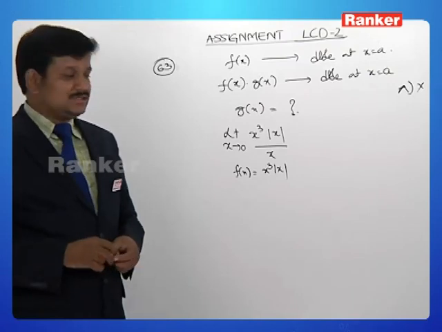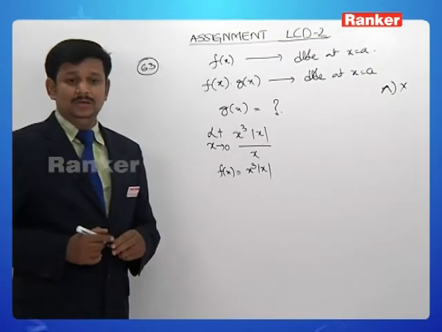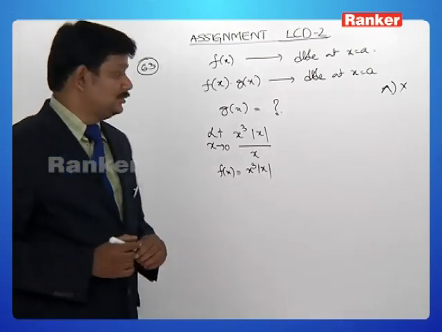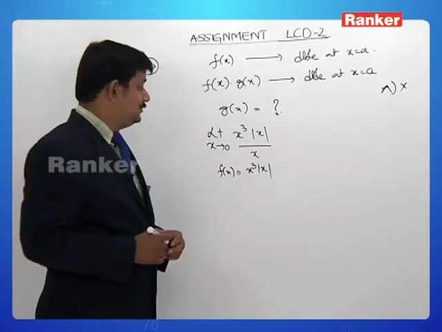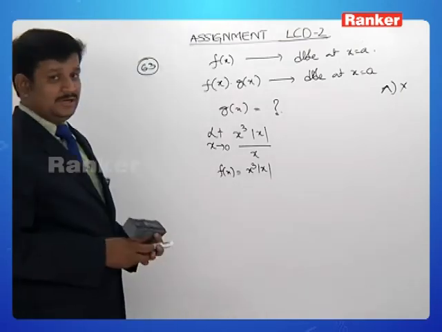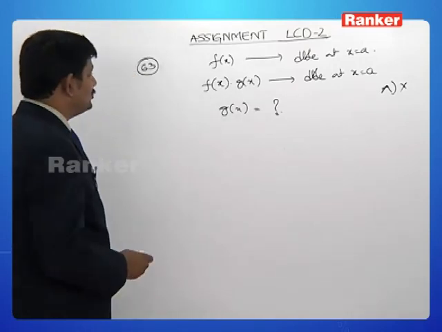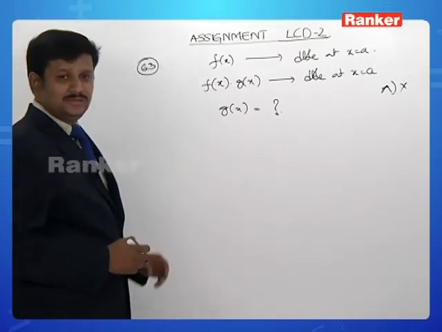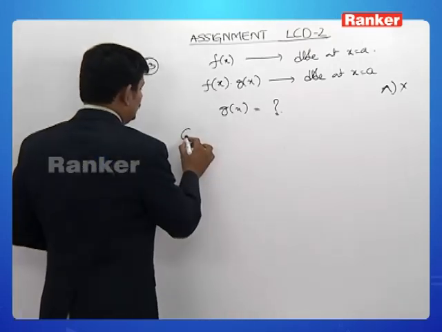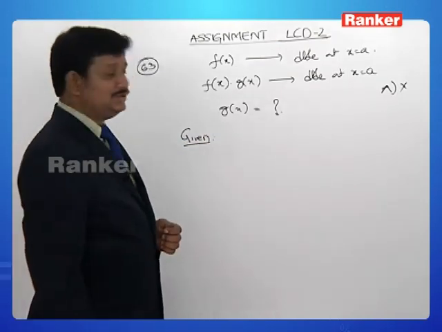If g of x is discontinuous, then f of a has to be 0. That is what option B says. If g of x is discontinuous, then f of a has to be 0. Let us see why. It is given that f of x into g of x is differentiable at x equal to a.